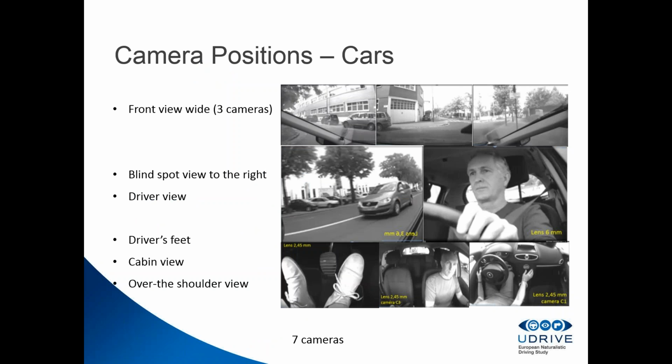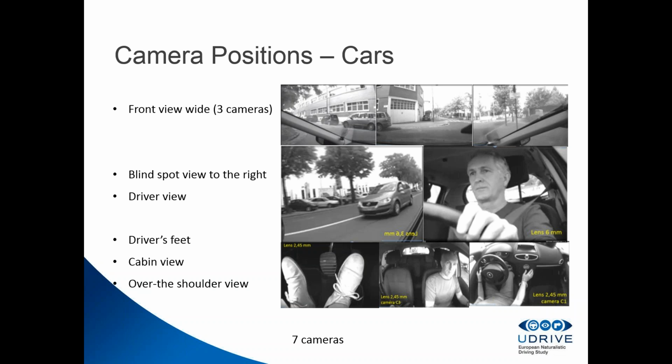So this shows you the camera views that are available in the cars. It's slightly different in the trucks, but I haven't included that. So we have a front view with 3 cameras. Then we have the blind spot to the right and the driver view. The blind spot to the right is particularly relevant to interactions at intersections and with vulnerable road users.